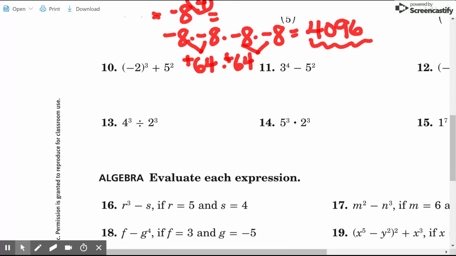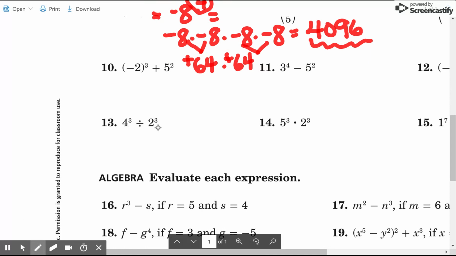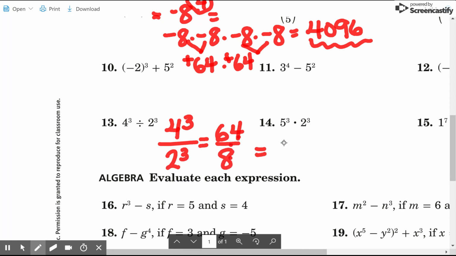Looking at number 13, we have 4 to the third divided by 2 to the third. So I need to evaluate the numerator and the denominator. And I know 2 cubed, and I also know 4 cubed from our previous units. 4 cubed is 64, 2 cubed is 8, and 64 divided by 8 is 8.